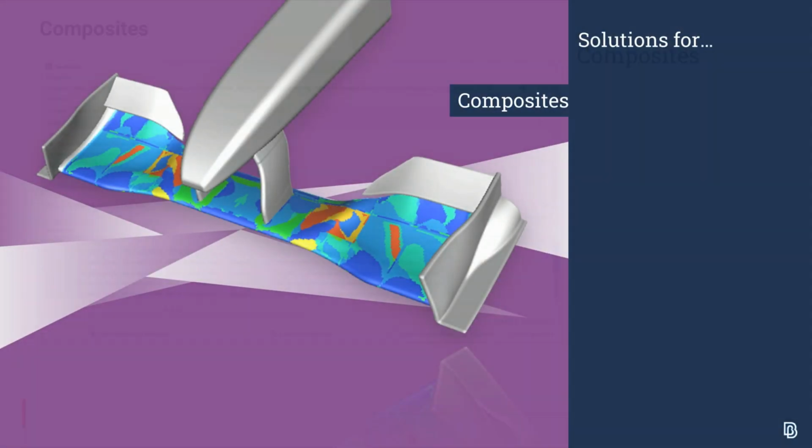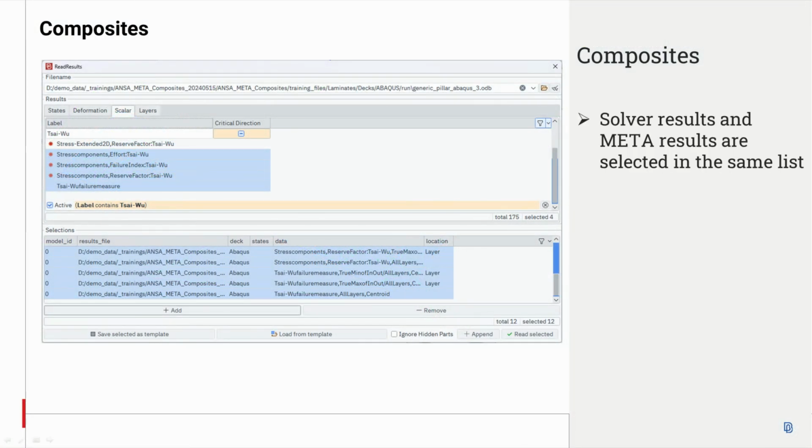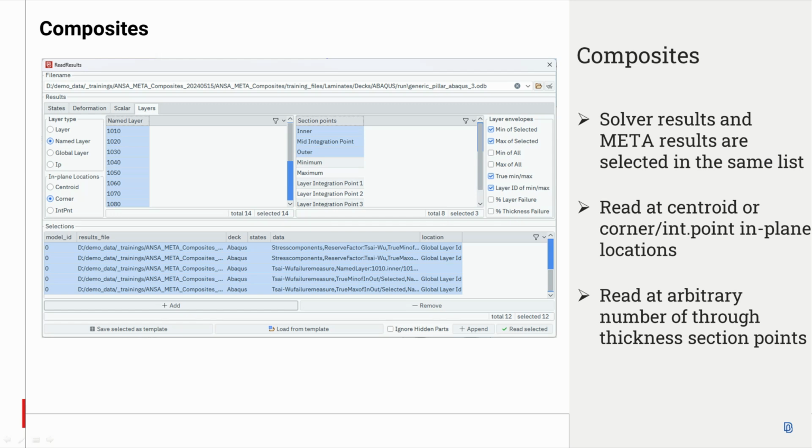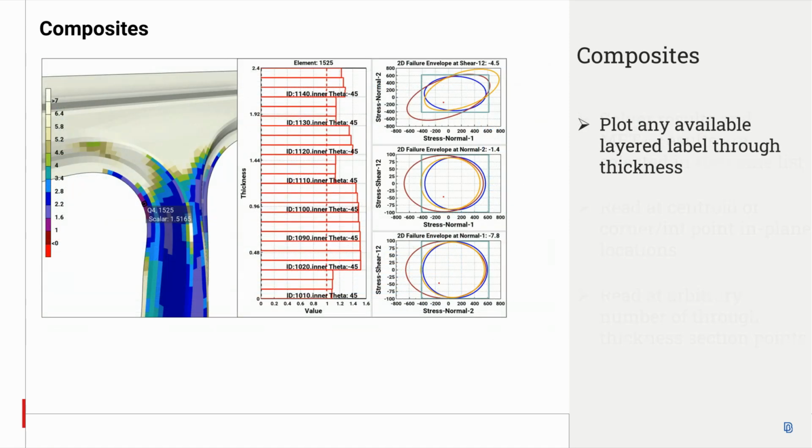Continuing to composites, reading of results may now be set up and performed in a single action for both meta-calculated criteria and any solver results. The selections may be stored in a template file, which can then be reused. In plane corner or integration point results may now be loaded. The respective plot will include multiple curves for each in plane integration point, with values of every through thickness section point. The through thickness plot can now be generated for any layered result, either meta-calculated criteria or solver results.